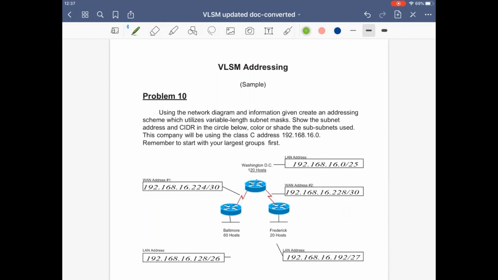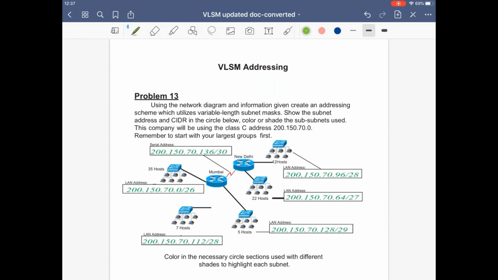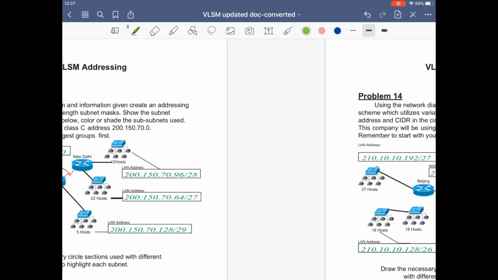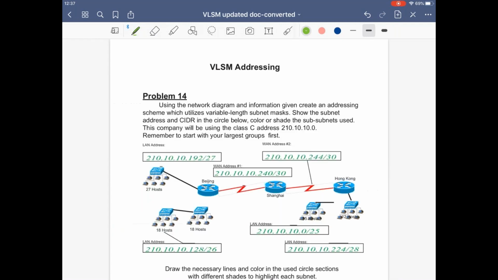So CIDR and subnet mask are one and the same? Subnet mask is called CIDR? No, CIDR is the slash value. Classless Inter-Domain Routing. The slash value is the subnet mask, whatever slash value is there, this shows your subnet mask.